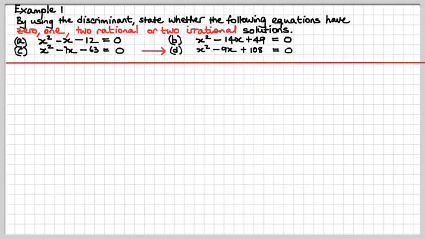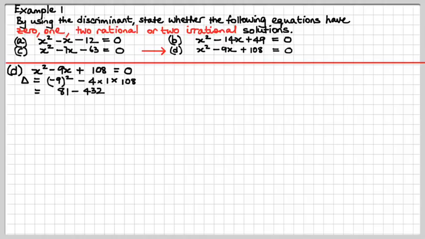Now let's go for D, and I think we're nearly finished. D, there you go. So b squared minus 4ac would be minus 9 all squared minus 4 times 1 times 108, which gets us something negative. Therefore, there are no solutions to that, you see? You get it, guys? It's very, very simple.